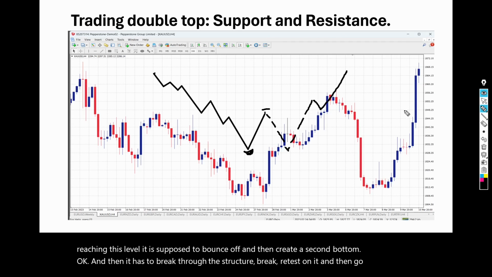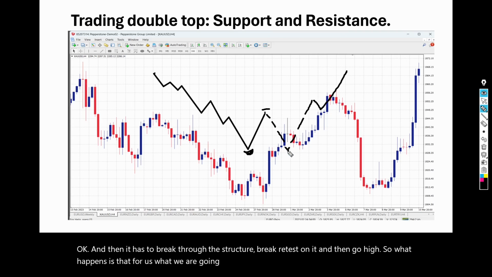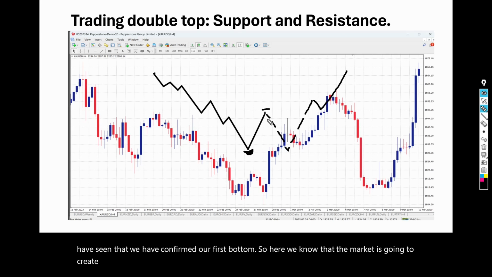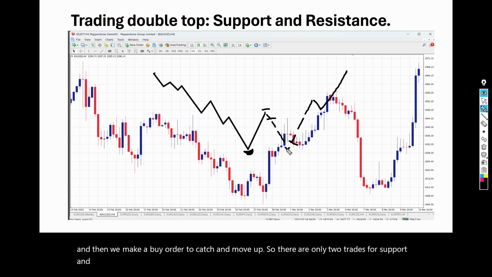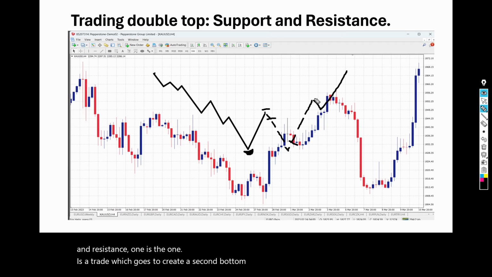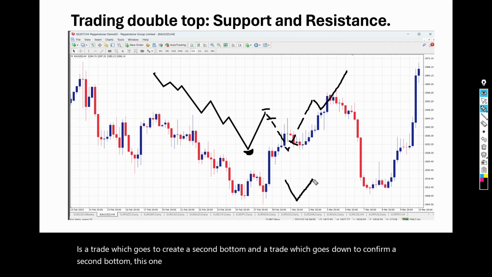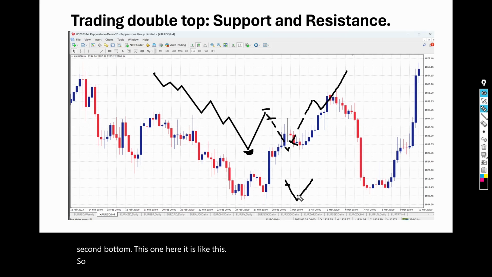So what happens is that for us, what we are going to do is to make a buy order. Sorry, for example, here we have seen that we have confirmed our first bottom. So here we know that the market is going to create a second bottom. So this is when we make a sell order to go and catch the move down, and then we make a buy order to catch a move up. So there are only two trades for support and resistance. One is a trade which goes to create a second bottom, and a trade which goes up to confirm a second bottom. So here we go short and then here we go long.